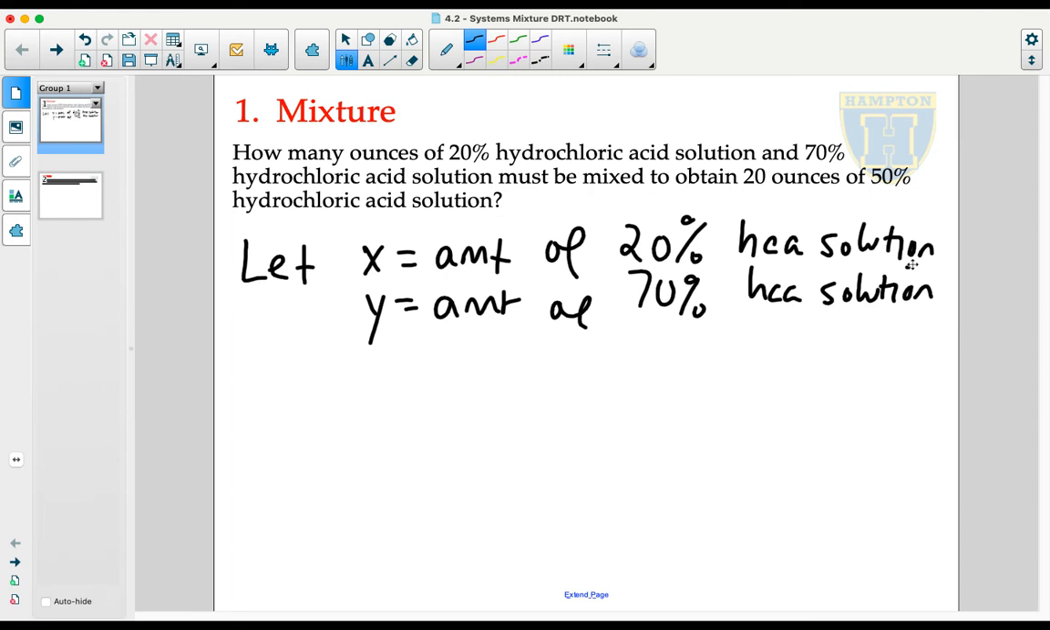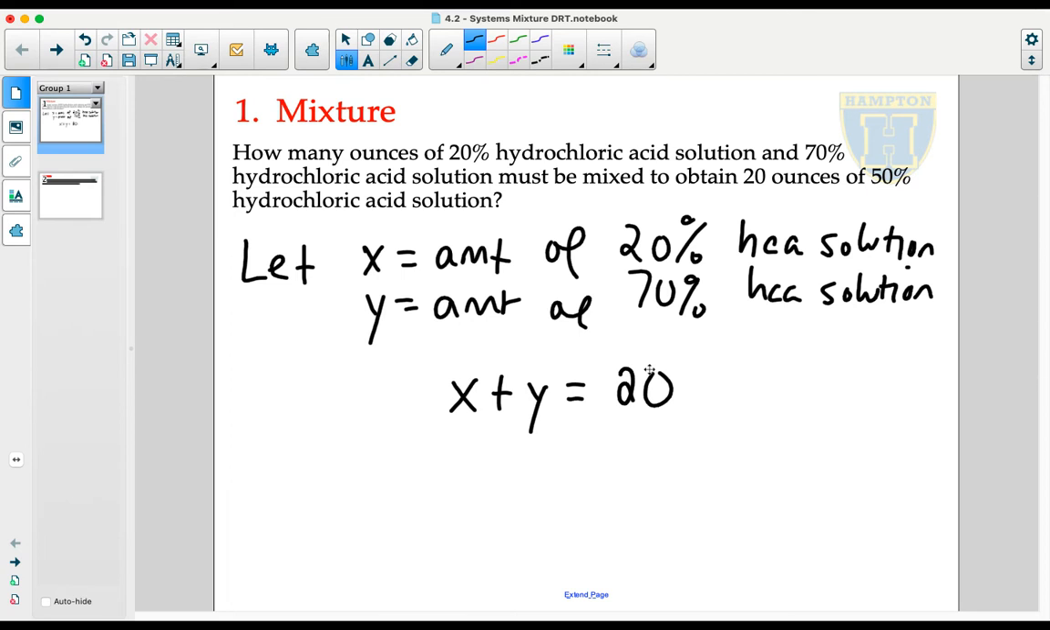When we write the equations for a mixture/solution problem, we write two equations. The first equation deals with the total amount of ounces that are going to be in the mixture, or milliliters, or whatever the unit of measurement is. And the other one deals with the amount of the actual acid or alcohol or whatever might be part of the solution. So the first equation is going to deal just with the total amount. We contribute X of the 20% solution, we contribute Y of the 70% solution, and we want to make a total of 20.